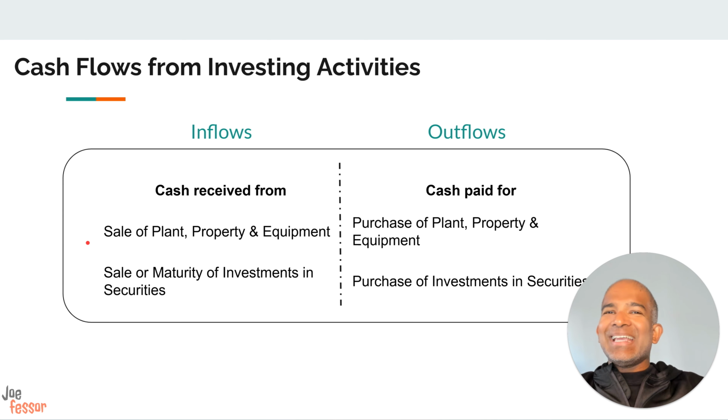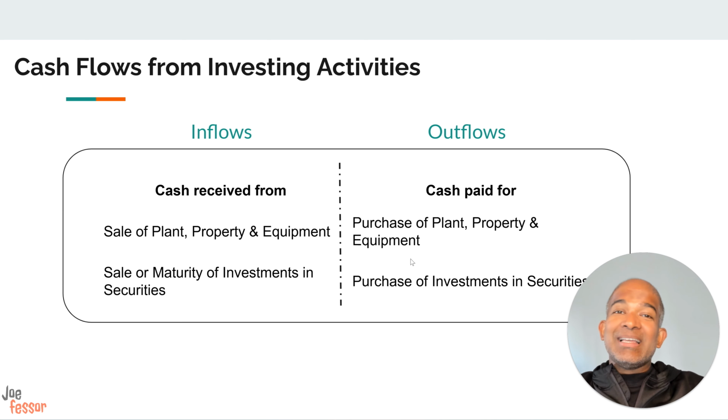Alright, let's move on to the second section of the statement of cash flows, investing activities. This section tracks cash related to the acquisition and disposal of two main types of assets: long-lived productive assets, and investments in the securities of other companies. Look at the inflows on the left. These are generated primarily from the sale of plant, property, and equipment, and the sale or maturity of investment securities.